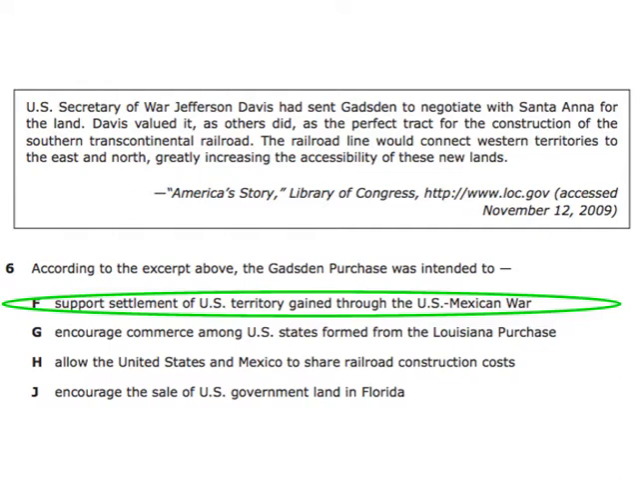support settlement of U.S. territory gained through the U.S.-Mexican War. Gadsden Purchase, if you remember the map, was that little orangish area on the very southern southwest portion. We wanted to use that area to gain more land right after the Mexican War.